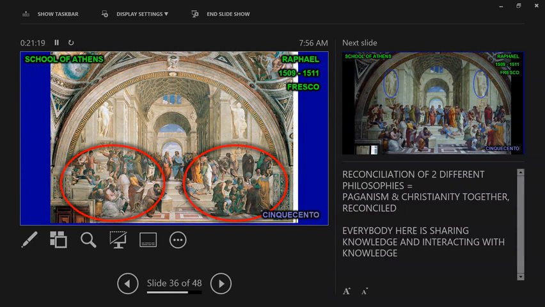And also, this is a symbol of paganism and Christianity working together. So here, everybody is sharing knowledge and interacting with knowledge. And so it shows a unity. Instead of being divisive, they're being unified.